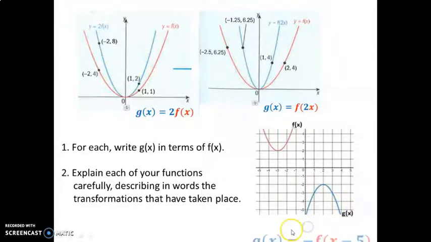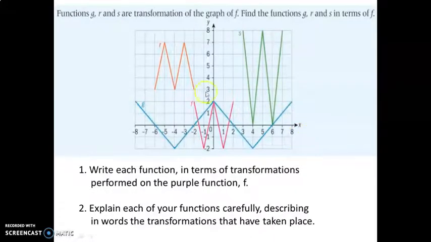So here is the transformation we're going to perform. There's 2 steps in there. Negative f of x means we're reflecting it over the x-axis. And then x minus 5 means we're moving it 5 units right. Next one, we're supposed to describe the transformations for each of these.